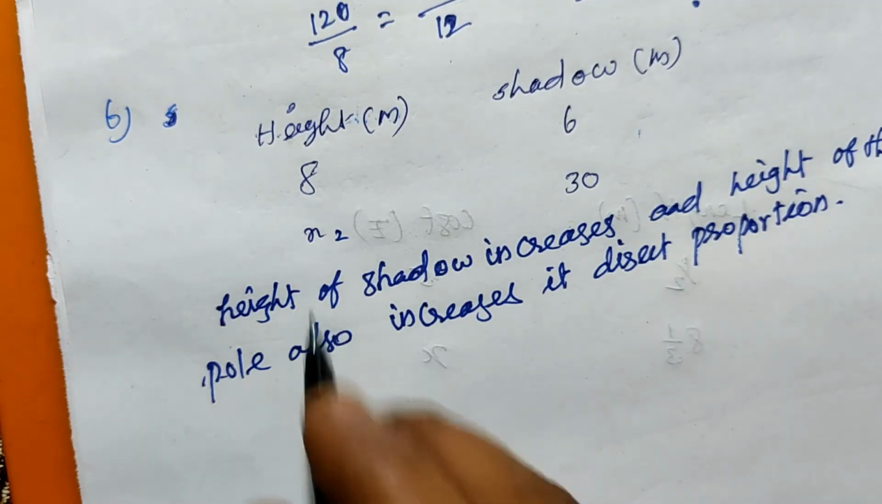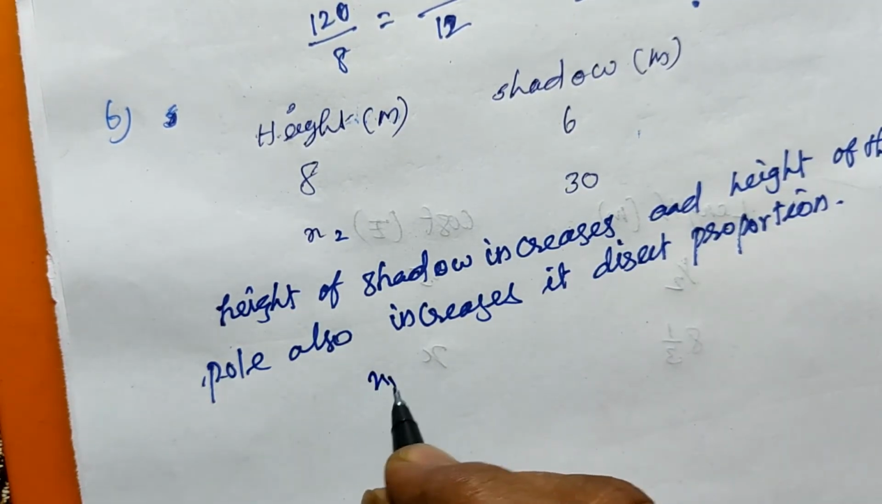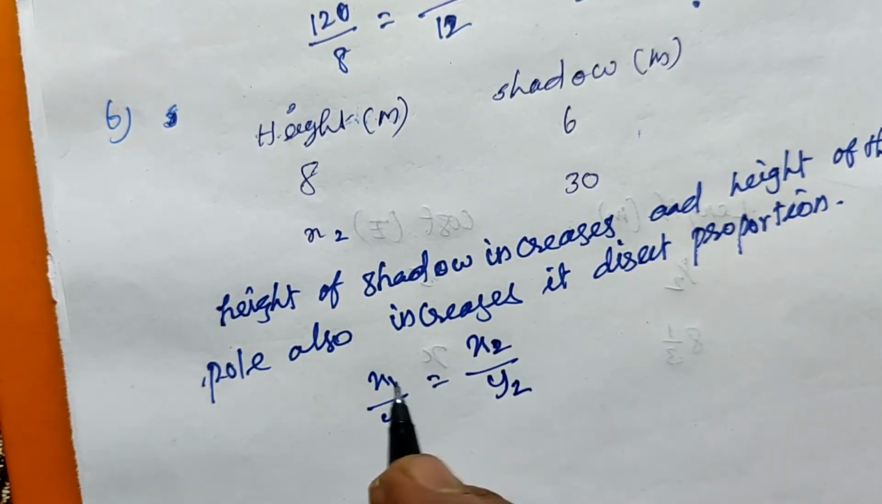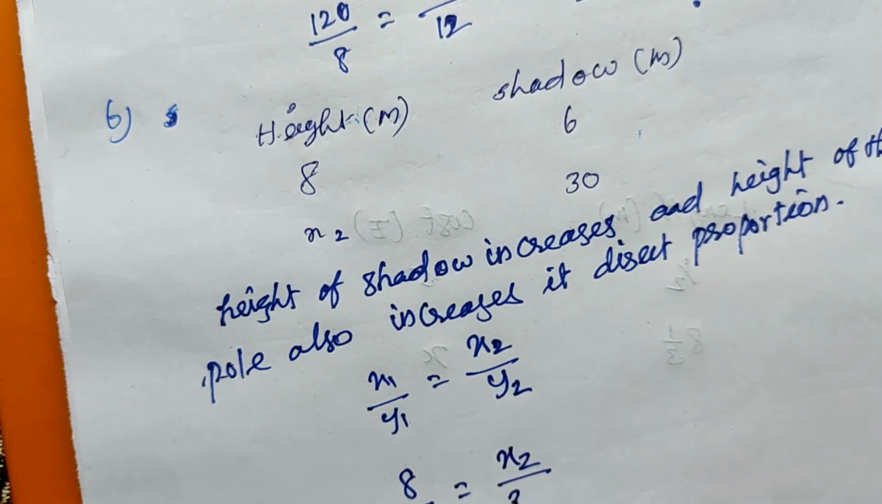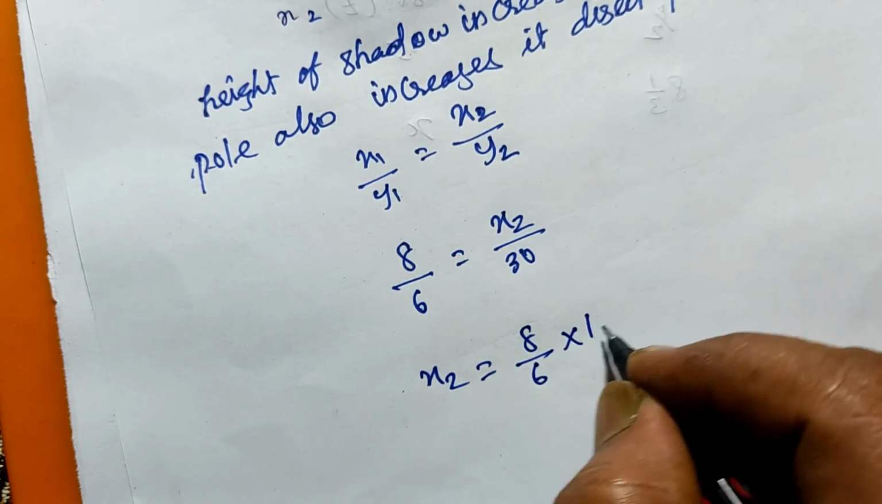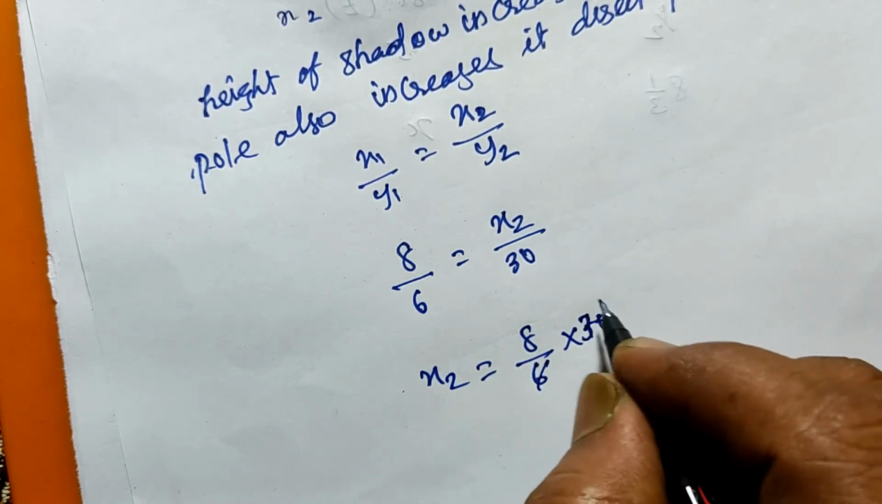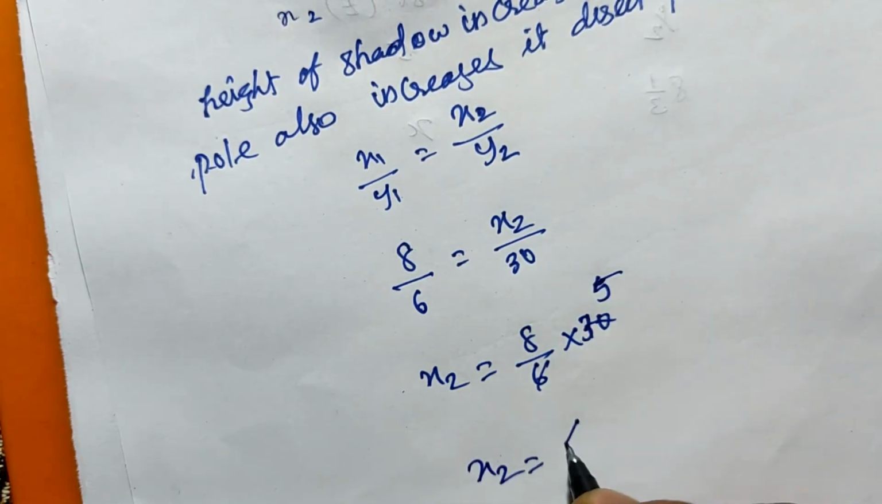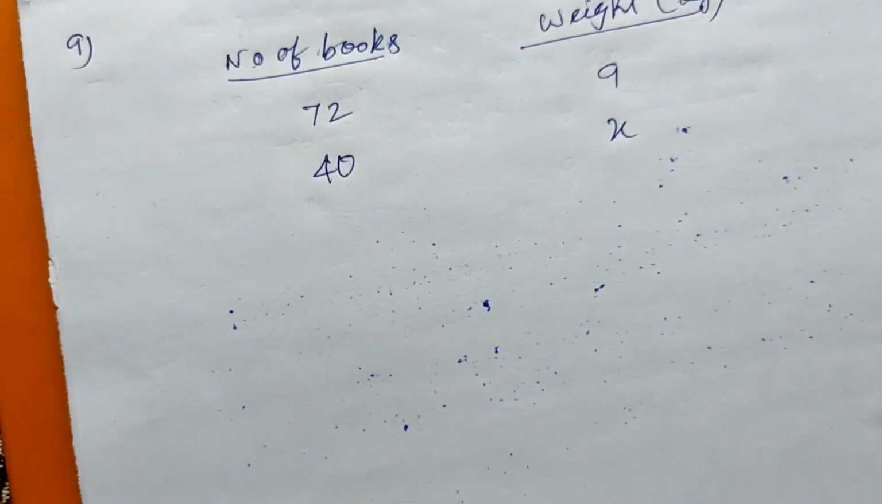Then, so what is that? x1 by y1 equal to x2 by y2. x1 how much? 8. y1 6 equal to x2 divided by 30. So x2 equal to 8 divided by 6 into 30, right? If we work it out, 5 times. So x2 is equal to 40 meter.